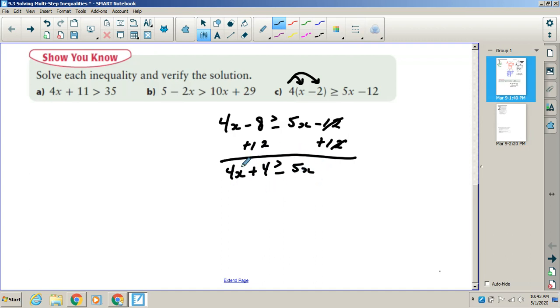Again, I don't have all my x's to one side, so I am going to move this 4x from the left side over to the right side. Then I'll have all my x's on the right-hand side and just the number 4 over here. So opposite operations, minus 4x, and I end up with 4 on the left-hand side. Symbol is greater than or equal to, 5x minus 4x is x. So the solution is, if I read from my variable, x is less than or equal to 4.